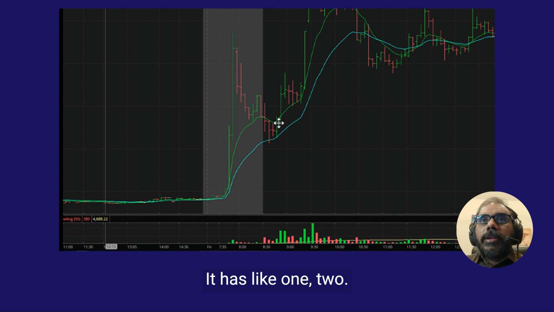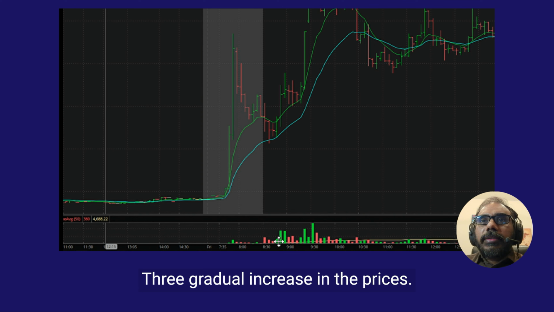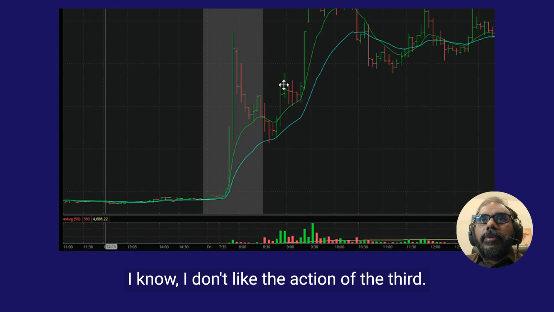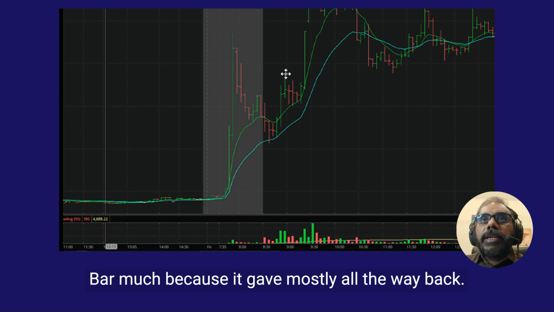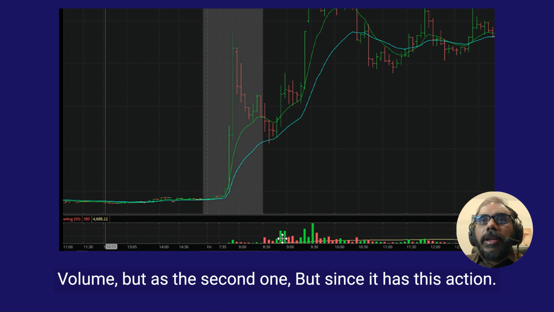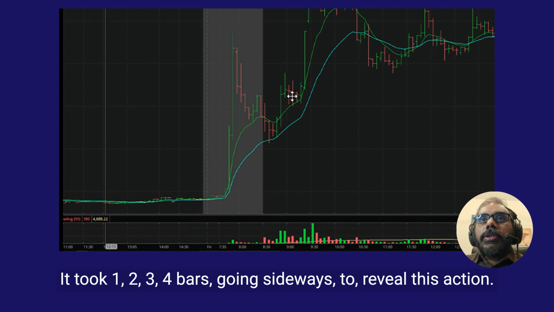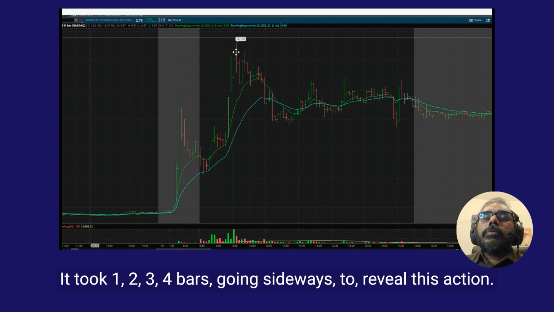It has like 1, 2, 3 gradual increase in the prices and then volume as well. I know I don't like the action of the third bar much because it gave mostly all the way back and it has the same volume bar as the second one. But since it has this action, it took 1, 2, 3, 4 bars going sideways to reveal this action.